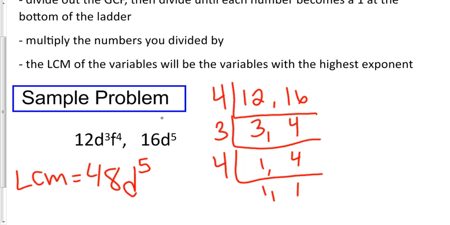Then I see f to the fourth, and I don't see an f variable here. Well, I need 12d to the third f to the fourth to divide evenly into this LCM, so I just need to include f to the fourth here. If it helps, you could think about it as if there was like an f to the 0 here, because that's just equal to 1.